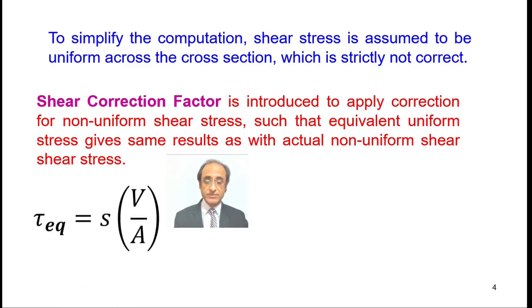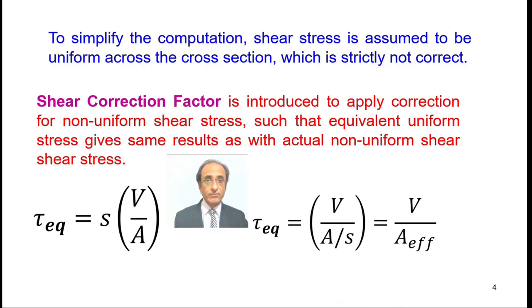So to express in mathematical terms, the equivalent shear stress is obtained from the average shear stress, that is the total shear force to the total area of the section, V by A, and this is multiplied by this correction factor S. This correction factor can also be viewed in another form: it gives us the effective shear area. So we have the gross shear area, and when we divide the gross shear area by the shear correction factor, we get the effective shear area. Here this factor S is typically greater than 1.